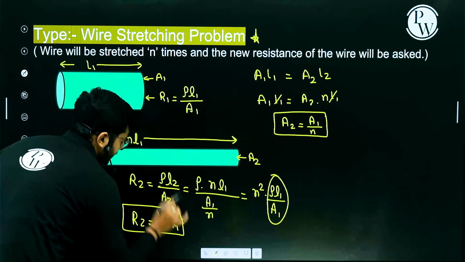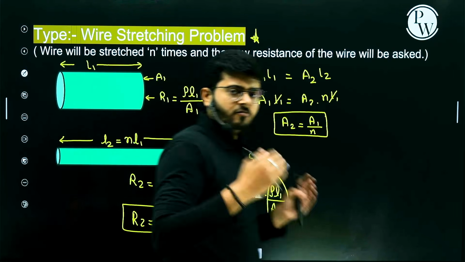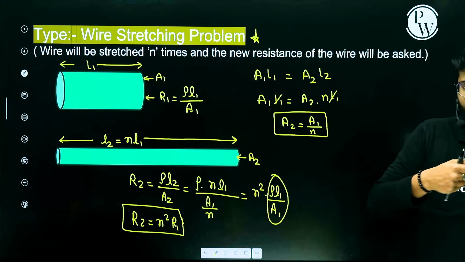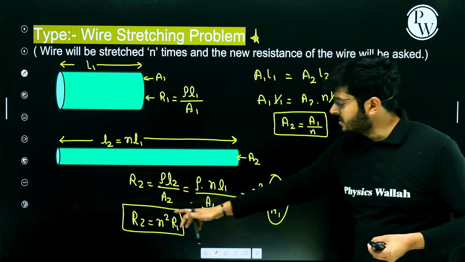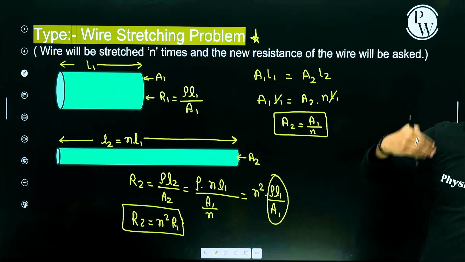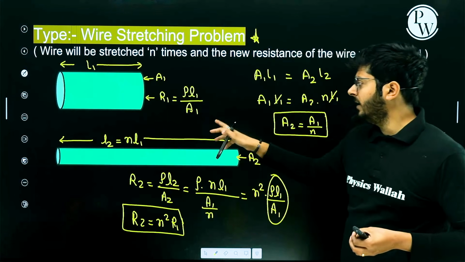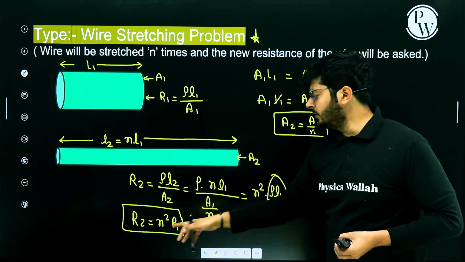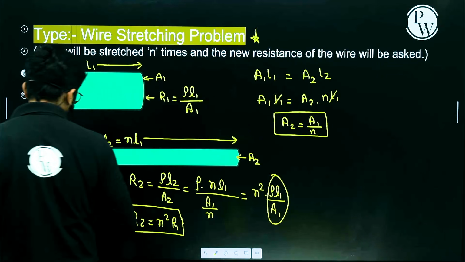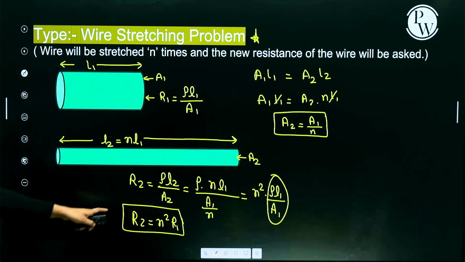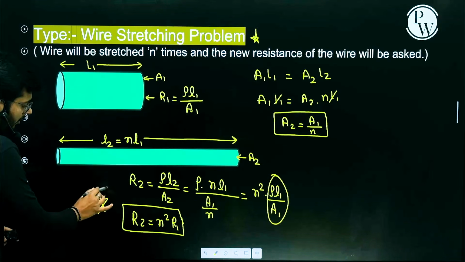I believe the idea is very clear, right? So what is happening? If you increase the length of the wire n times, the resistance of the wire will become n square times. If you increase the length of the wire by n times, the resistance of the wire will become n square times, right? So it's a very interesting observation, right?